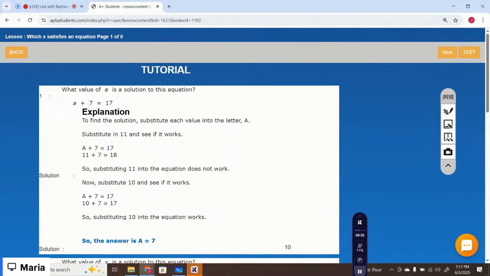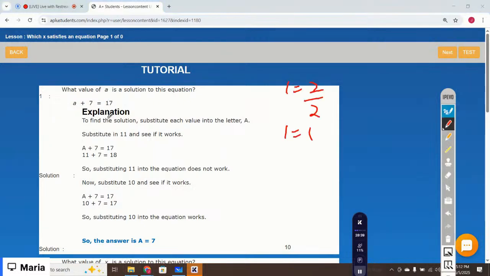What value of a is the solution to this equation? We need to find the value of a. a plus 7 equals 17. So we need to undo the operations, right? 7 is being added to a, so we need to subtract.